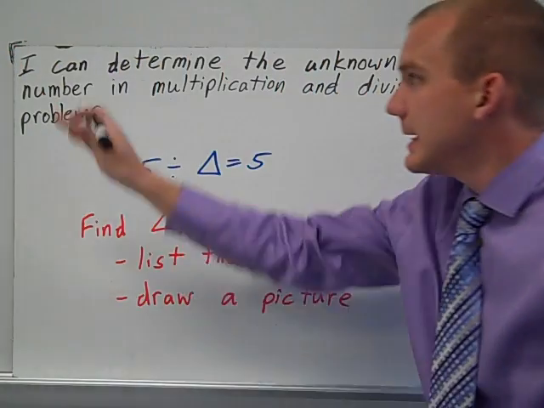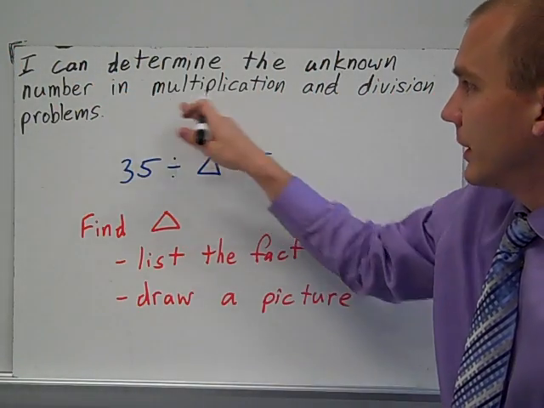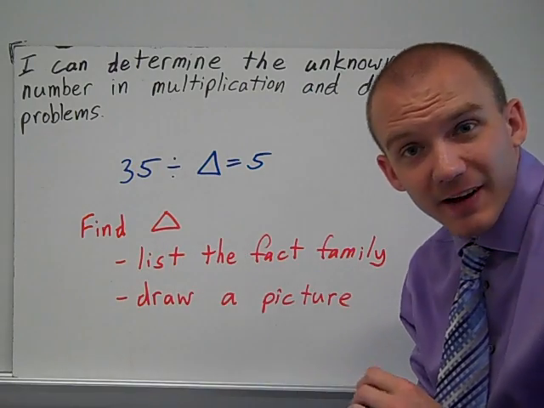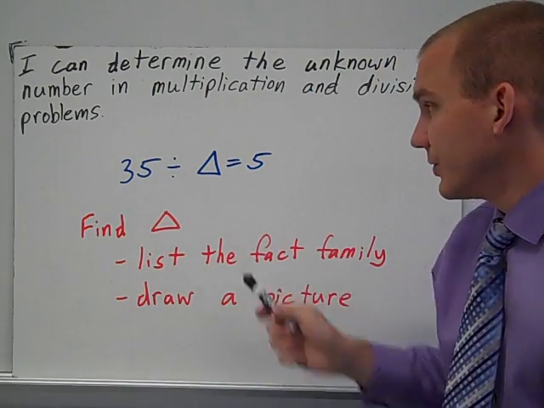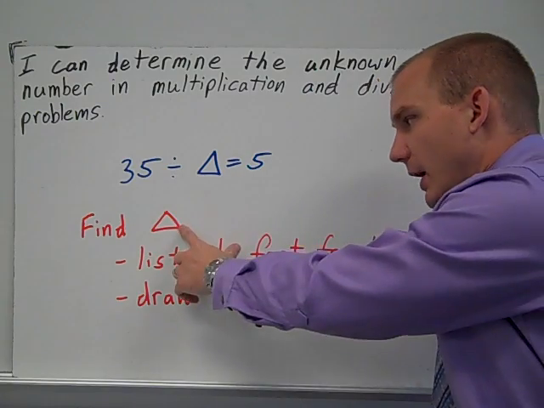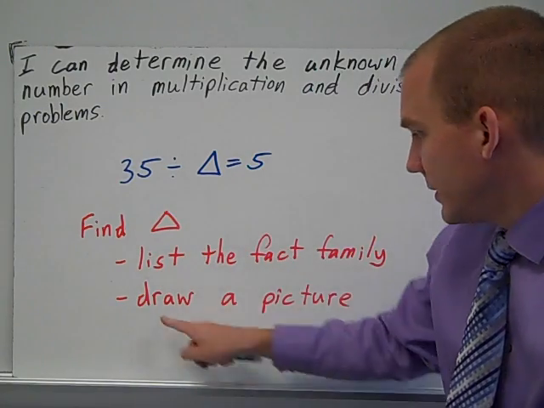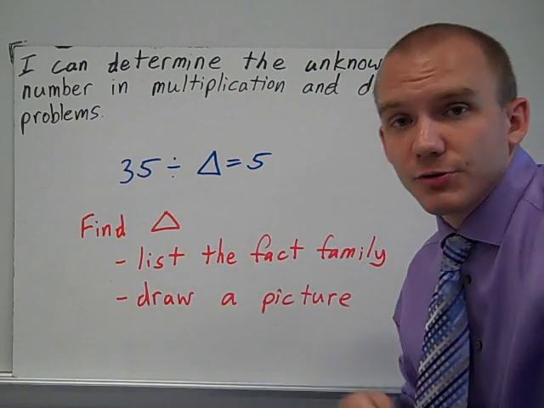All right, I can determine the unknown number in multiplication and division problems. So here's a division problem. 35 divided by triangle equals 5. Find triangle. So the first thing, list the fact family, pick the easy one to work with, and then draw a picture to figure out what triangle is.